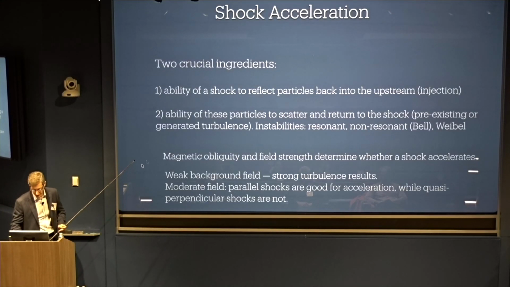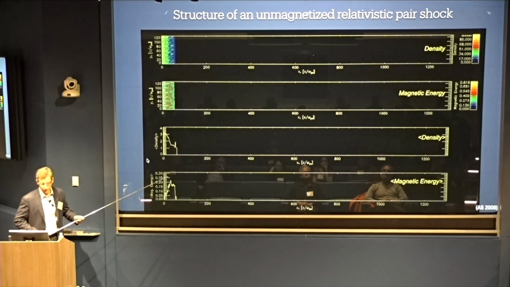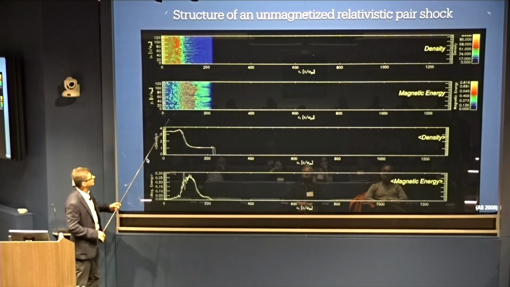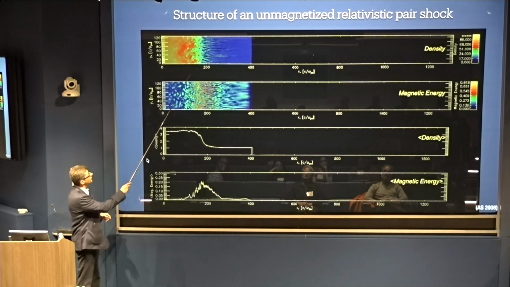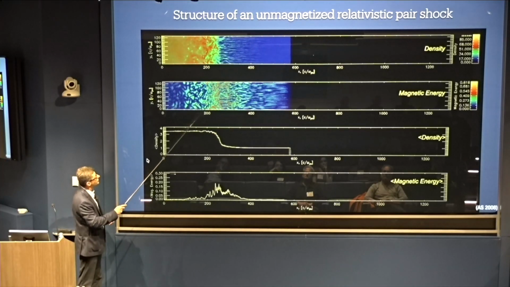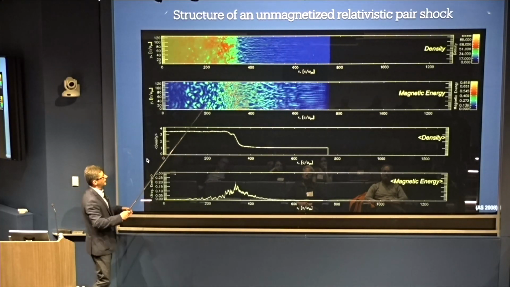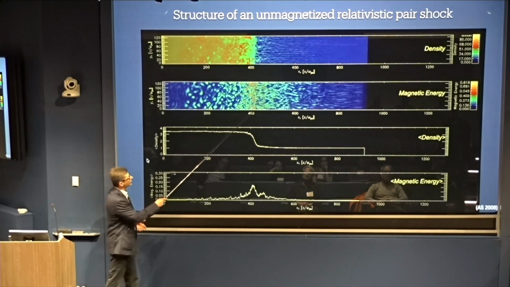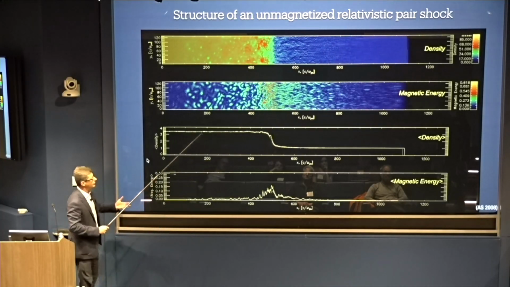So just to give you an example, this is our old friend, the Weibel shock. This is an unmagnetized shock showing the density and the magnetic energy. And this is, by definition, a strong turbulence shock. So here, the delta B over B is large because B is 0.